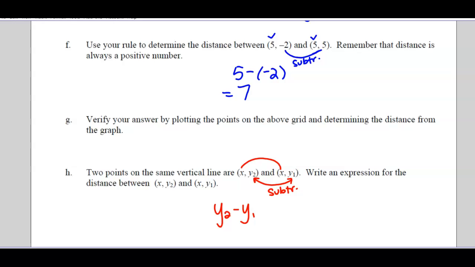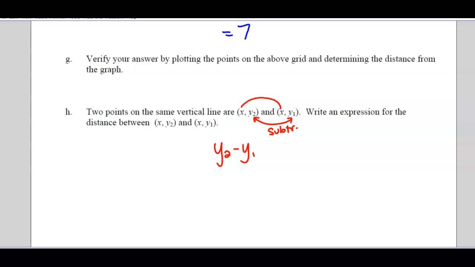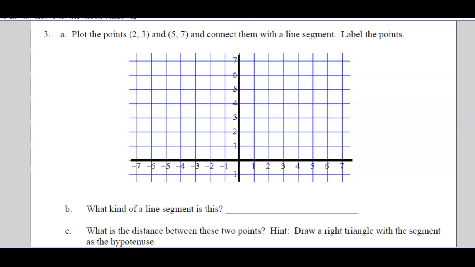Okay, so this is going to lead us into the next part where we have what we call an oblique line. So this is going to be diagonal. How are we going to get the length of it? I want you to plot those 2 points and connect them with a line segment. Then how do we figure out the distance between them? There's a hint: draw a right triangle with that line segment as the hypotenuse. That's going to help you out. Okay, so start plotting and graphing right now.